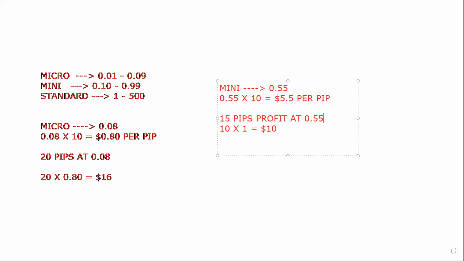If you take a trade and you have 15 pips in profit at 0.55, that is 15 times the value per pip of the lot that you are using. That's times 5.5. So that's 15 times 5.5. If you do that, what do we get? We should get maybe about 100. I'm not sure. What is 15 times 5.5?